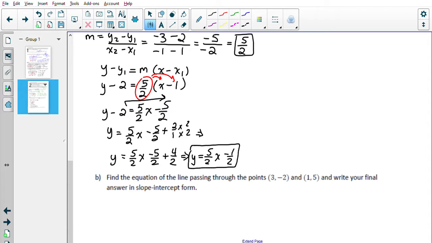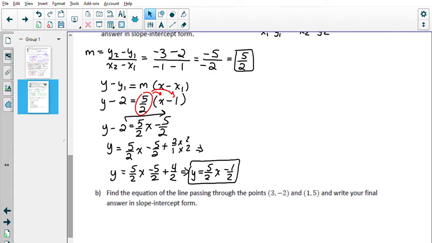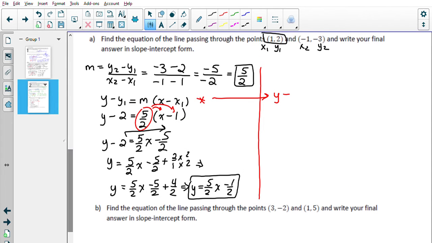Now, what if someone else in this class had gone and used a different point back up here? So what if instead there's an alternate universe, and in that alternate universe, a student chose the other point, this one right here, and plugged it in? So they would have had y minus -3 equals 5 over 2 (x minus -1). So then you'd have had y plus 3 equals 5 over 2 (x plus 1).